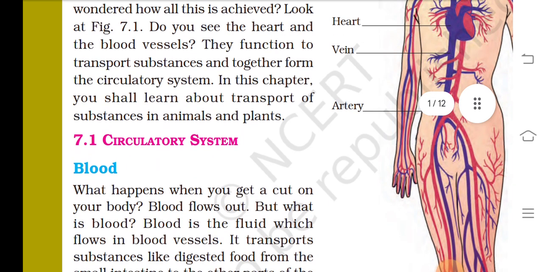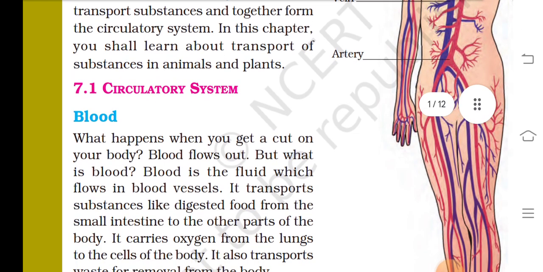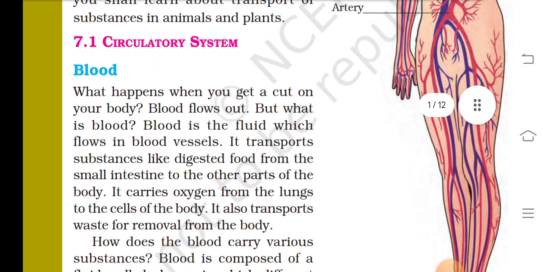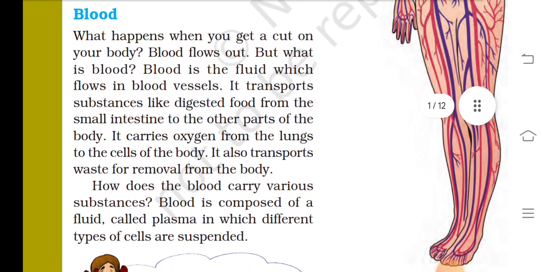Look at figure 7.1. Do you see the heart and blood vessels? They function to transport substances and together form the circulatory system. In this chapter, you shall learn about transport of substances in animals and plants. Circulatory system, blood. What happens when you get a cut on your body?